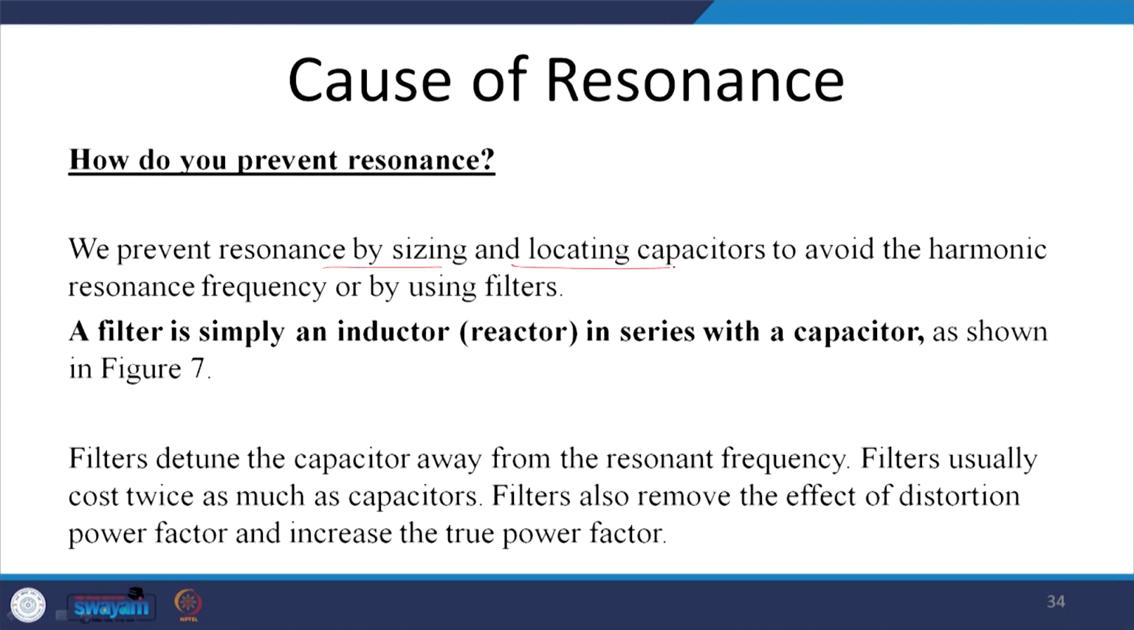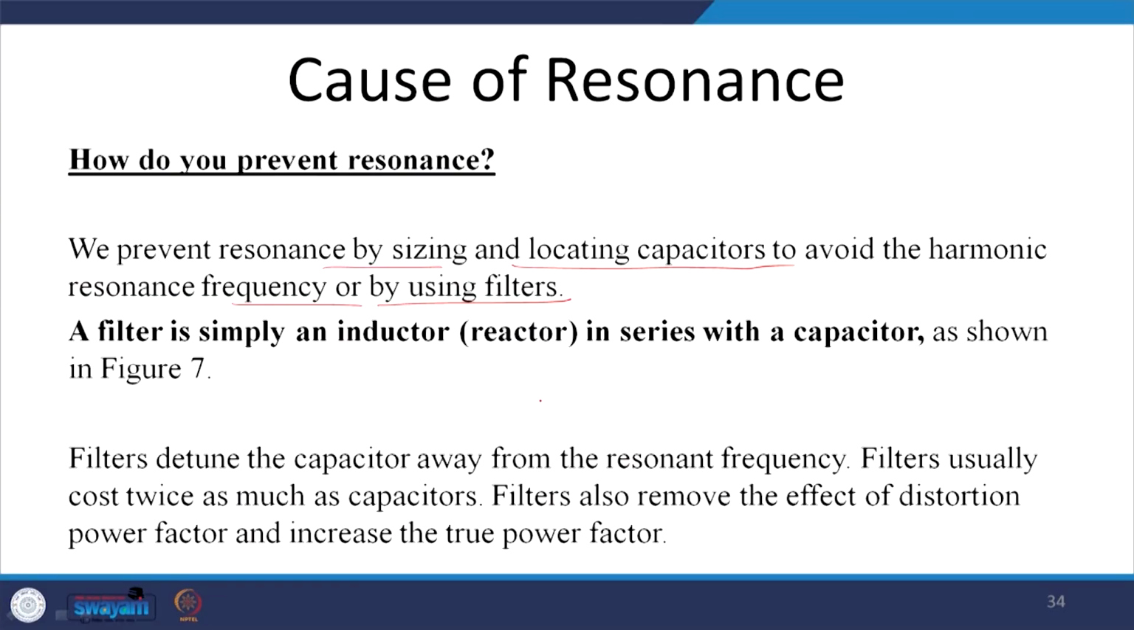So, we prevent the resonance by sizing and locating the capacitor to avoid the harmonic resonance frequency, by using a filter, and we can use the passive filter and we can use the active filter. In your subsequent classes we shall discuss both the filters, passive as well as the shunt active power filter, and also this static capacitor bank is generally replaced by the STATCOM, and it eliminates this kind of resonance. A filter, simply an inductor in series with the capacitor, is shown in the next figure.